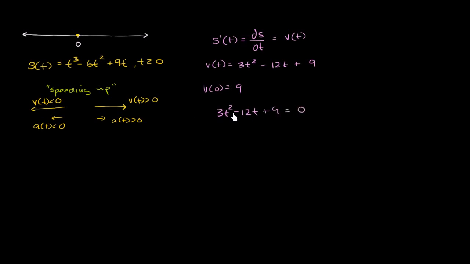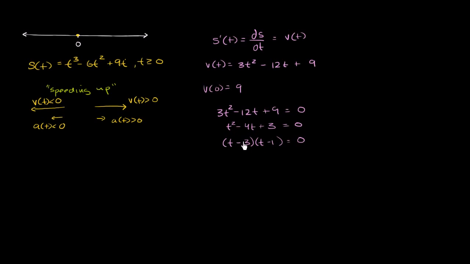To simplify this, I can divide both sides by 3, and I'd get t squared minus 4t plus 3 is equal to 0. Now this is very factorable. This is t, let's see, what two numbers when you take a product get 3, and when you add them you get negative 4? Well, it's going to be t minus 3 times t minus 1 is equal to 0. How can this expression be equal to 0?